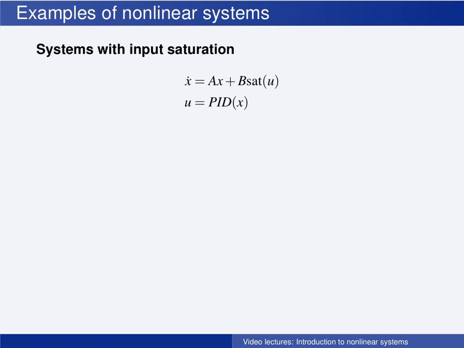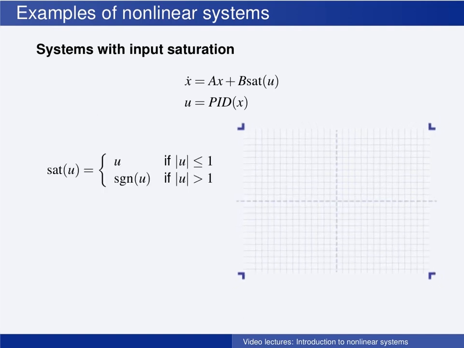This can be represented by the saturation function, which in normalized form is given like this. As long as the input is less than a certain threshold, the output is equal to the input, which in this example means that the actual control input is equal to the desired control input given by the PID feedback control law. When the desired control input exceeds the actuator limit, however, the actuator is not able to give any more, and the actual control input is constant and equal to this maximum, regardless of how high the desired control input is.